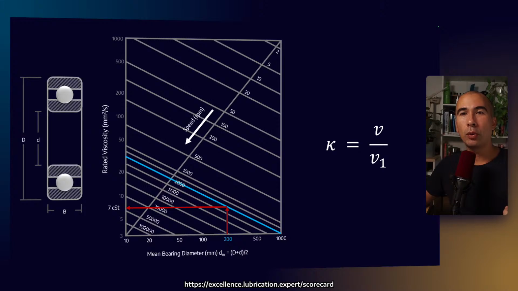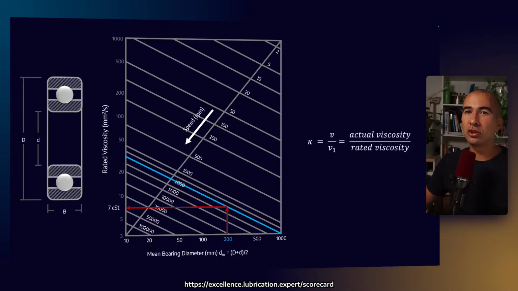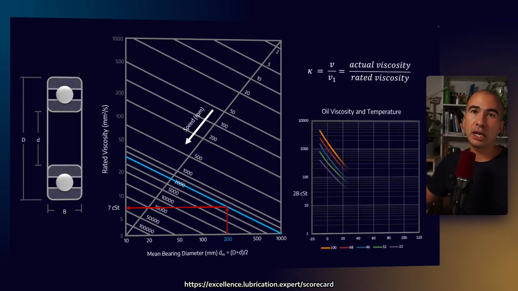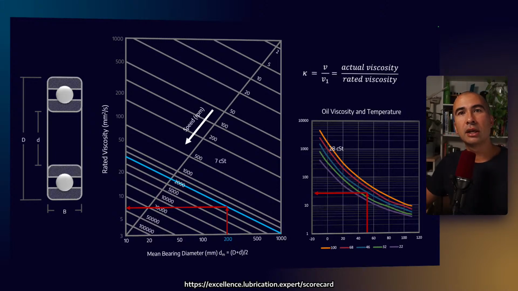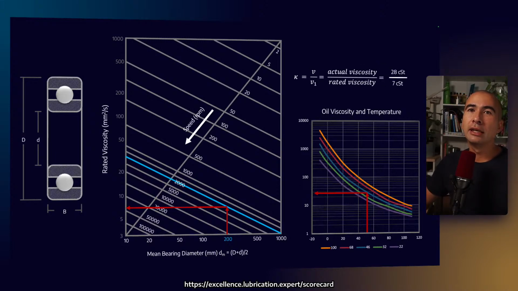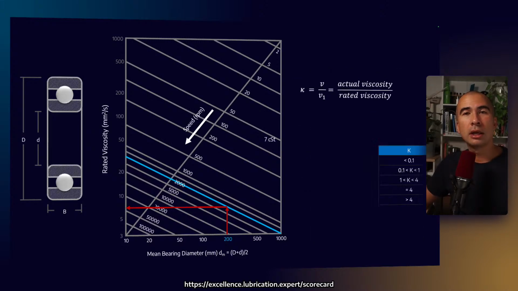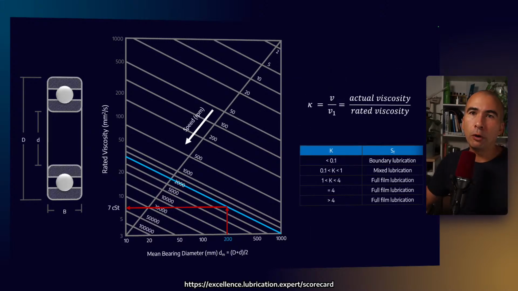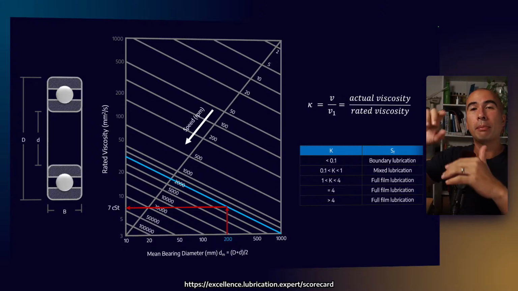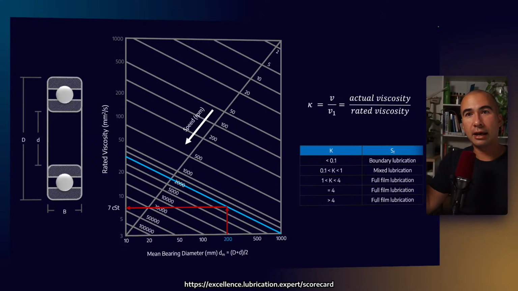Okay. Now what we want to do is use this thing called the kappa ratio, which is the ratio between the actual and the rated viscosity. So for example, if I looked at the actual application and I said, well, the bearing is operating at about 50 degrees, I'm using an ISO 46, what is the actual viscosity at that temperature? That's 28 centistokes. Therefore, the actual over the rated gives me a kappa ratio of 4, right? And a kappa ratio of 4 would suggest that I have complete separation between the bearing elements and the outer race, and would mean I'm in full film lubrication.